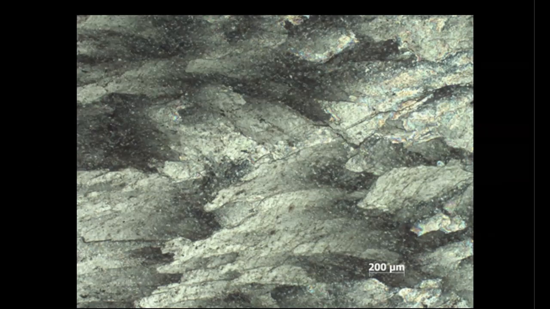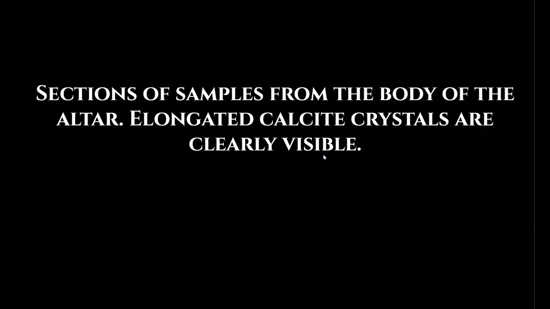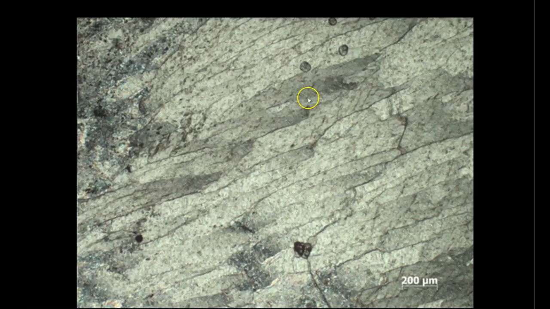And this is the first of these spectacular microscope images showing the gorgeous crystalline structure of this stone material. So next, sections of the samples from the body of the altar, elongated calcite crystals are clearly visible. And the next image here showing these elongated crystals here. And I was totally blown away when I first saw these, as I could not believe how beautiful the material looked under a microscope. And I think these are just fantastic and a very cool glimpse into the microscopic structure of this exquisite piece of stonework.